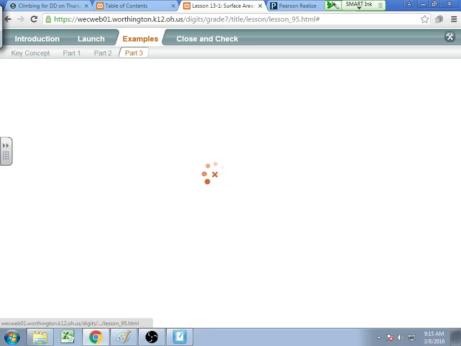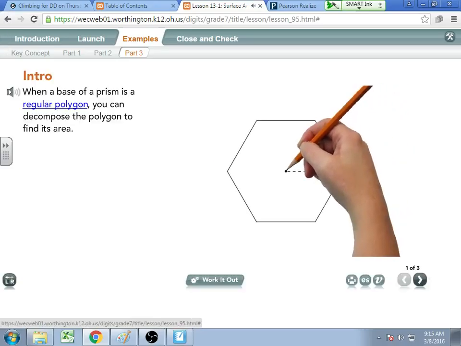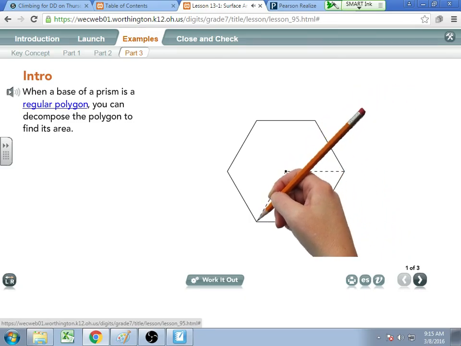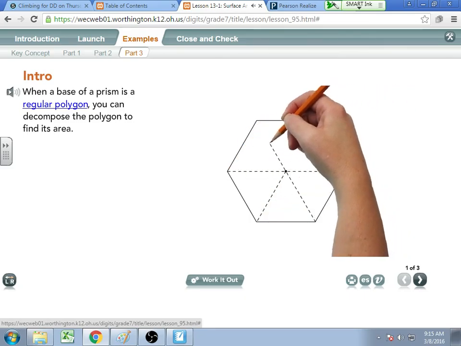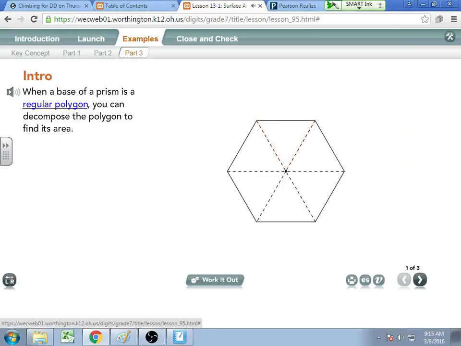This is where it gets difficult. You can decompose a regular hexagon into 6 equilateral triangles. So I'm going to let this draw. Actually, I'm going to let this talk for a minute. The 6 triangles are the same size. I can't stop it, so I'm just going to let it go. After you find the area of one triangle, you can multiply the area by 6 to find the area of the entire hexagon.